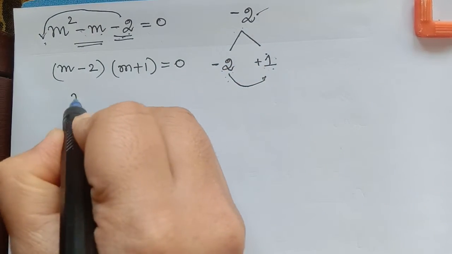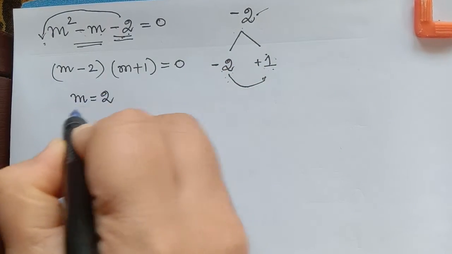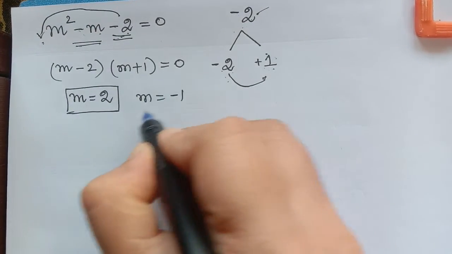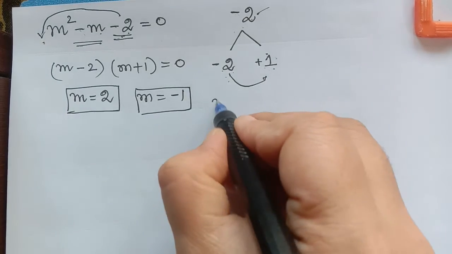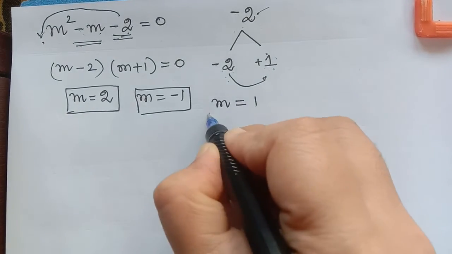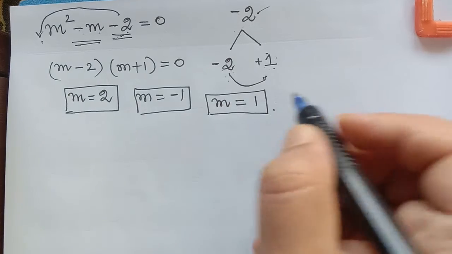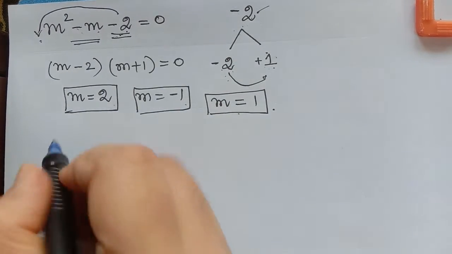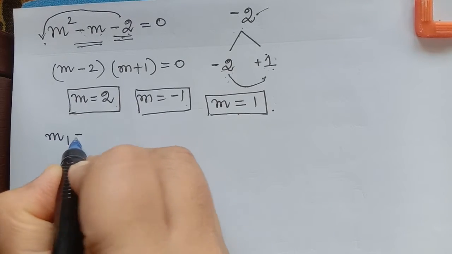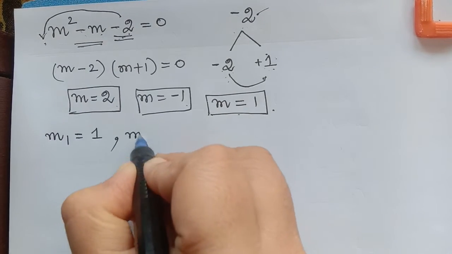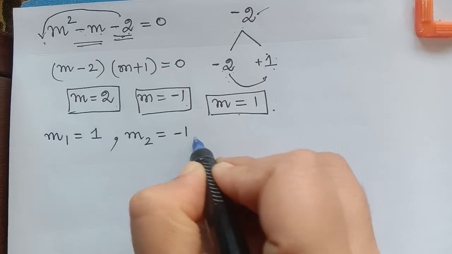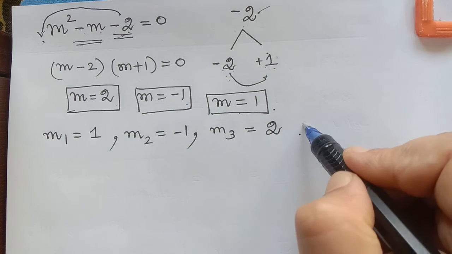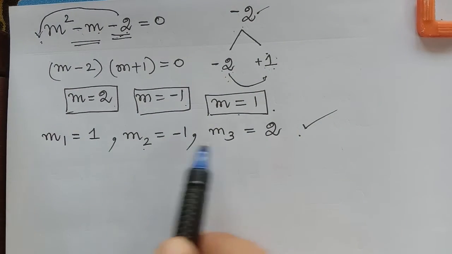So from this the value of m is equal to 2 and another value of m is equal to minus 1. Already we had the value of m to be equal to 1, which we solved previously. So the three values of m are 1, minus 1 and 2. Therefore we will take m1 equal to 1, m2 equal to minus 1 and m3 equal to 2. So now we have found all the three roots, m1, m2, m3.